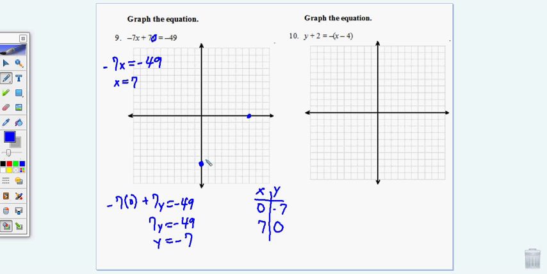Once we have 2 points, we have a line. There we go. Connect it. And we're done. Okay? So that would be with standard form. You just plug in 0 twice, get your points, connect them. You're good to go. X and y intercept.